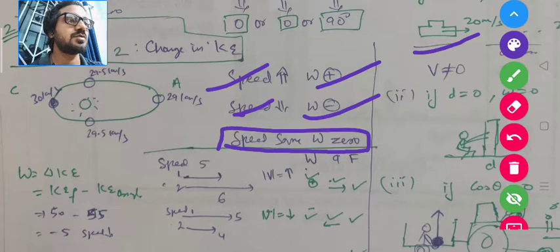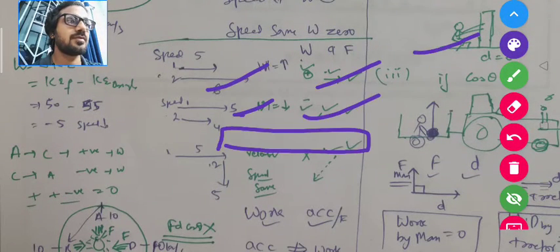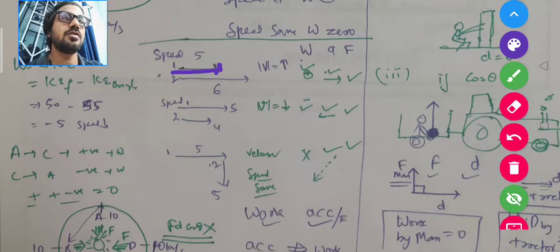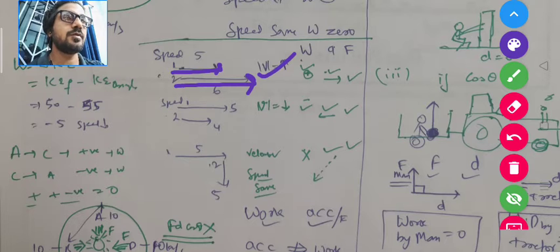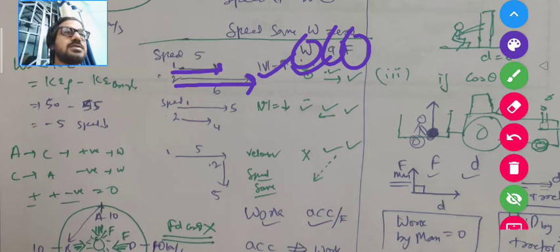Suppose here a person is going at 5 kilometers per hour in the first case, and now he is increasing his speed to 6 kilometers per hour. So the speed is increasing, so there will be work. This is work, this is acceleration, this is force. So we will see the relation of work, acceleration and force.